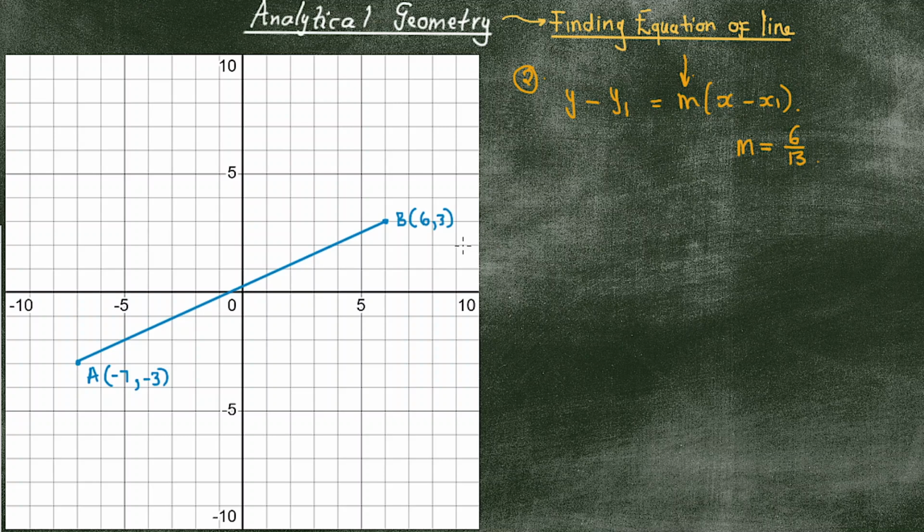On the previous calculation I used b. This time we use the a value, so negative 7 and negative 3. So it's going to be y minus y1, which is negative 3, m is 6 over 13, times x minus x1, which is negative 7. So y plus 3 equals 6 over 13 times x plus 7.